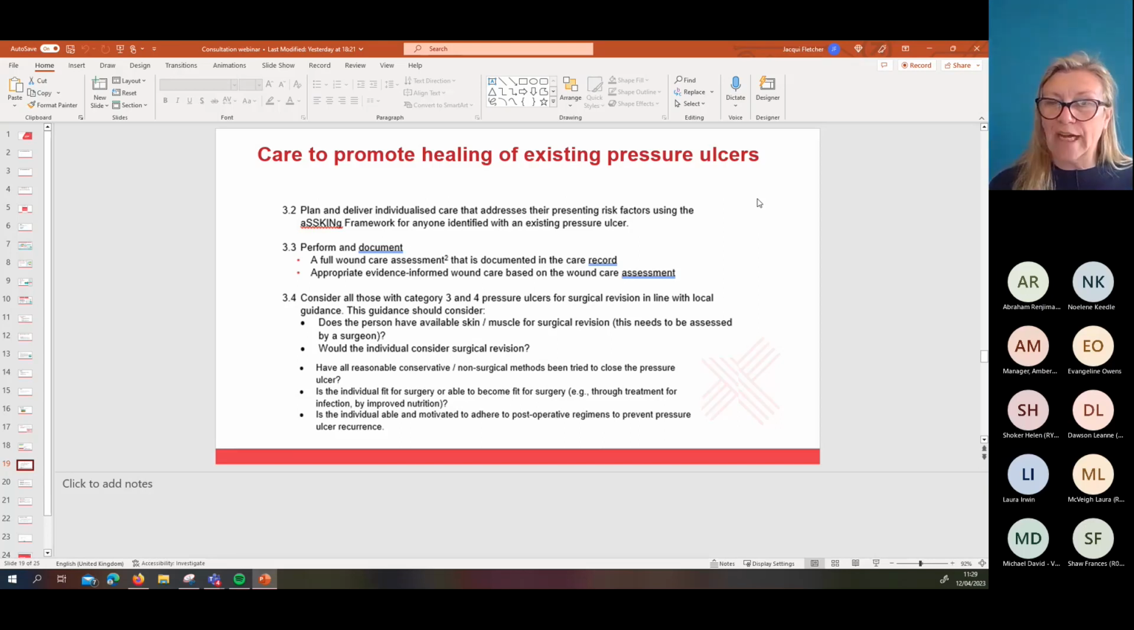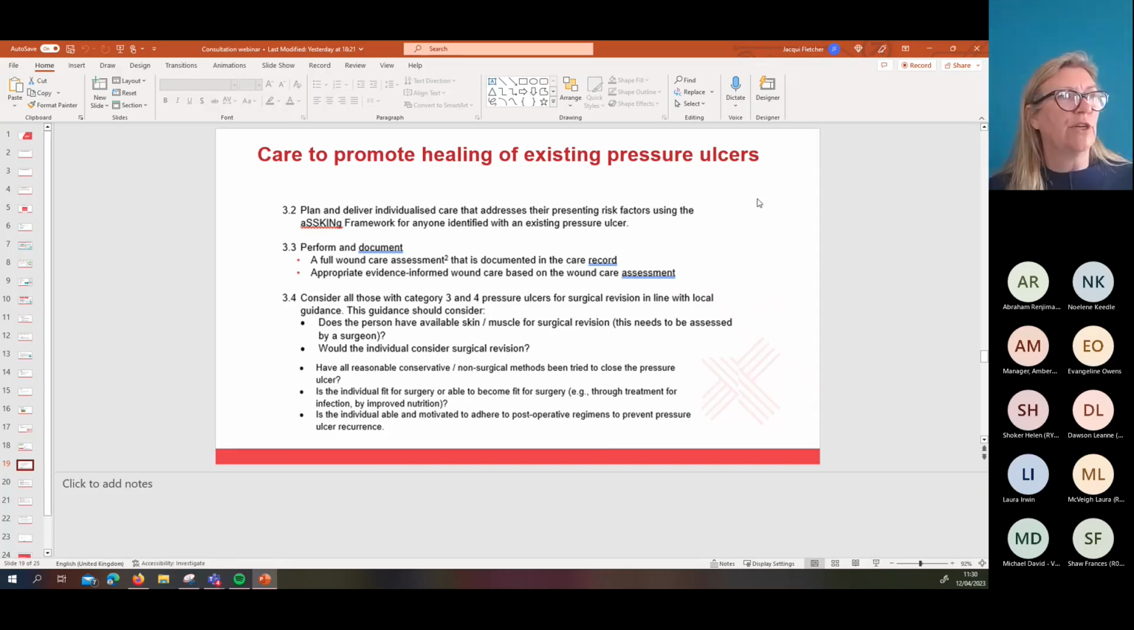So how we're looking at changes in size, changes in tissue type to demonstrate that there's improvement. And this is the guidance for consideration of category 3 and 4 pressure ulcers being referred for surgical opinion. And this recommendation comes from a large piece of work, a large research project led from Bristol, the SIP study, which says, firstly, you need to think about, does the patient have sufficient skin or tissue for surgical revision? Would the individual consider taking surgery?